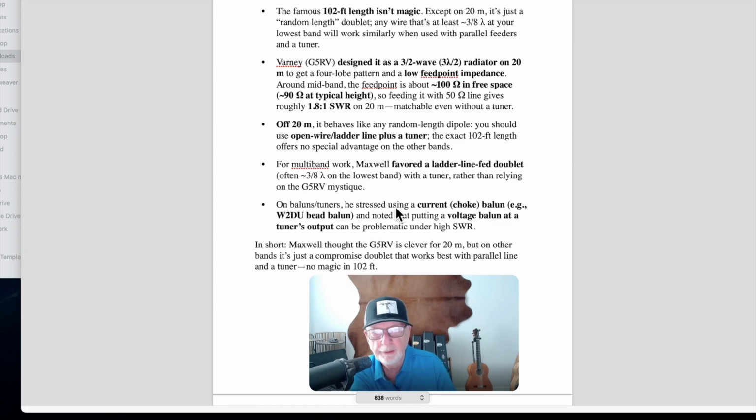On balance, tuners, he stresses, using a current choke, a balun, for example, the W2DU bead balun, and notes that putting a voltage balun at a tuner's output can be problematic under high SWR. So in short, Maxwell thought the G5RV is clever for 20 meters, but on other bands, it's just a compromised doublet that works best with parallel line and tuner. No magic in 102 feet.